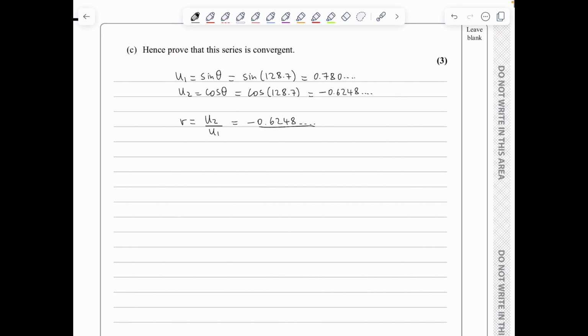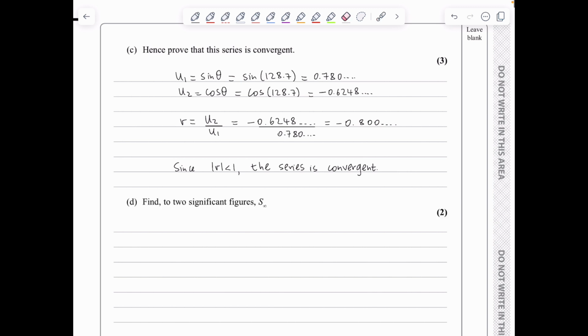0.6248 over 0.780, which gives an answer of negative 0.800. And since the value we have found for r lies between minus 1 and 1, we conclude that the series is convergent. We need to make the comparison with the 1, so the absolute value of r is less than 1, and this simply means that subsequent terms are smaller in size, and therefore we say that the series is convergent.